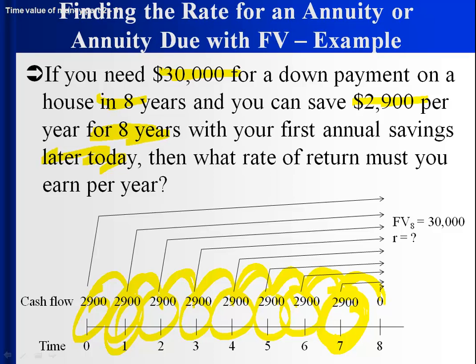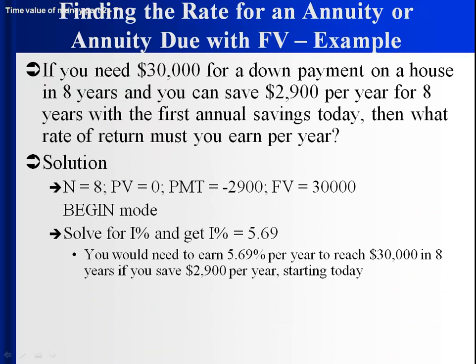instead of saying give us our money, we'd say, we'll be back in a year. So it would compound. So when we showed up, the 2,900 that we gave here would be 2,900 times (1 plus r). And at that point, at time 8, we would get 30,000. So what rate would we need to earn in this case? Well, we're going to be making 8 payments, but we're going to start immediately, and those contributions are going to be 2,900. In 8 years, we want to have 30,000. So what rate would we need to earn? 5.69%.